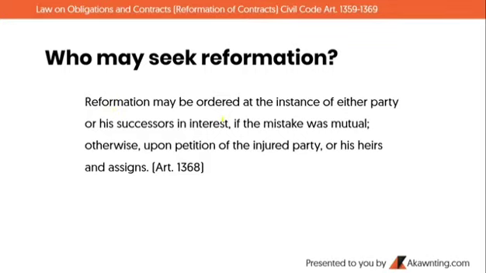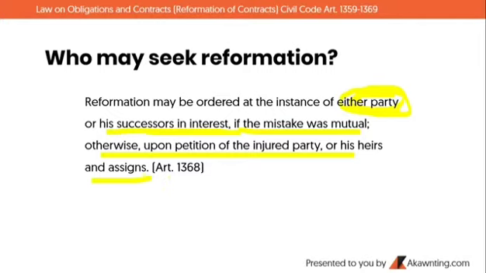bringing one of the characteristics of a contract which is relativity of contract, sabi doon, di ba? The contract takes effect upon the parties, their assigns, and their heirs. Okay, so ayan. Reformation may be ordered at the instance of either party, or his successors in interest, if the mistake was mutual. Otherwise, upon petition of the injured party or his heirs and assigns.